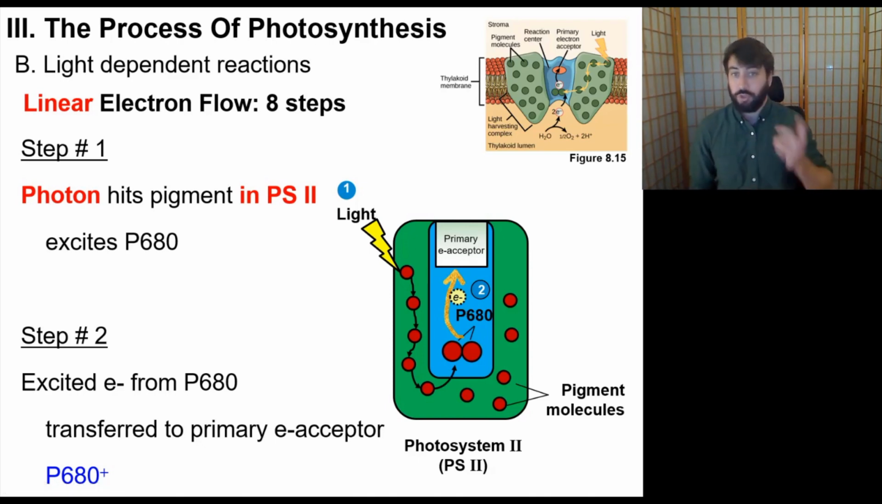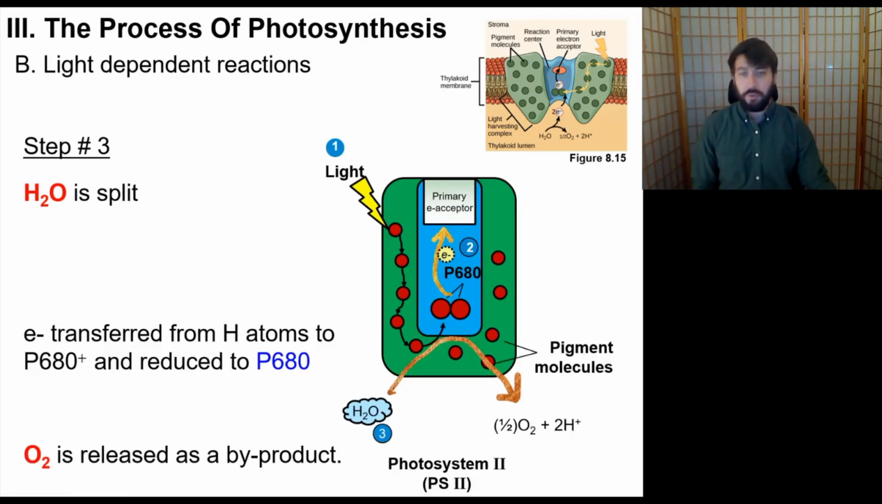Now, step 2 is pretty short. That excited electron is transferred to a primary electron acceptor, which will pass it on in a minute. That means P680 has lost an electron. What's the term associated with losing an electron? Oxidation is loss. Remember, OIL RIG, so oxidation is loss, meaning that P680 is oxidized and becomes P680+.